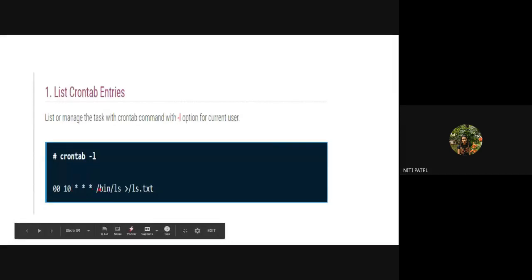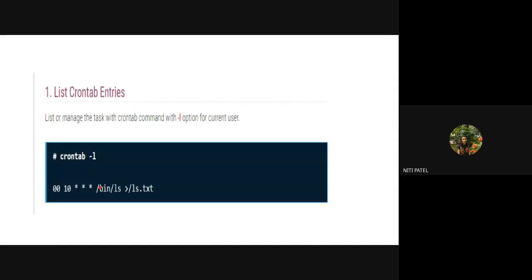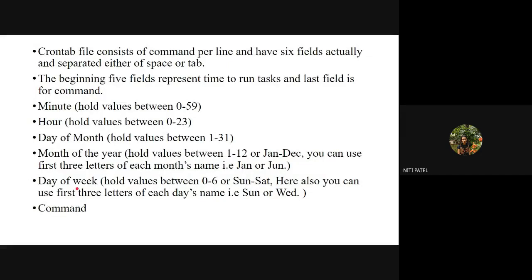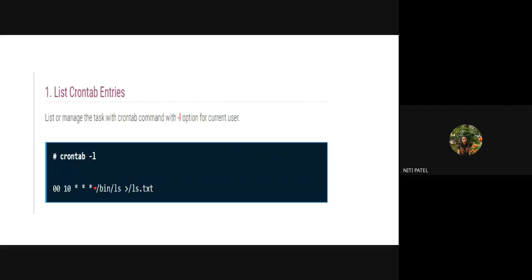So what I have told is that I do not want to mention the hour, the day of the month, the month of the year, and the day of the week. I have just mentioned that at 10 o'clock, at the 10th hour, every time it should execute this particular command in background. Which command? ls.text. What is that ls.text? It will list or open the file where the name of the file is ls.text. Where is that file? That file is located inside the ls folder, which is inside the bin folder.